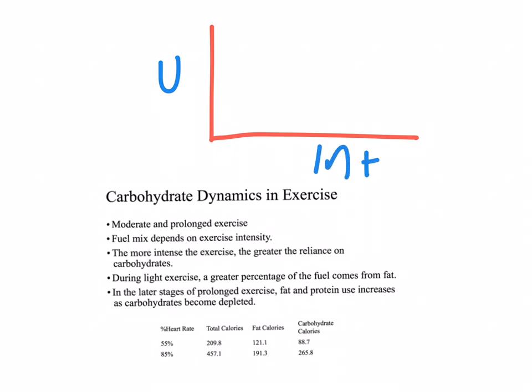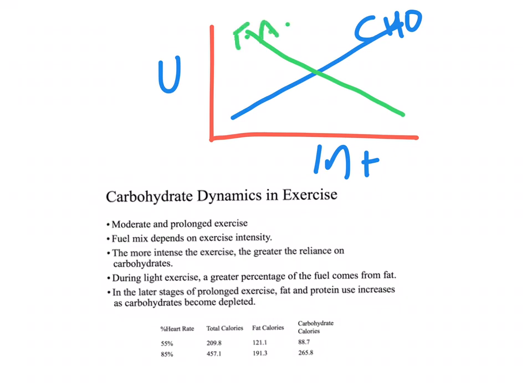So if carbohydrate utilization is in blue, as we increase exercise intensity, we see an increase in carb utilization. We also see a decrease in fat utilization. Essentially, this graph is showing us that with increased exercise intensity, you rely more on carbohydrates and less on lipids or fats.